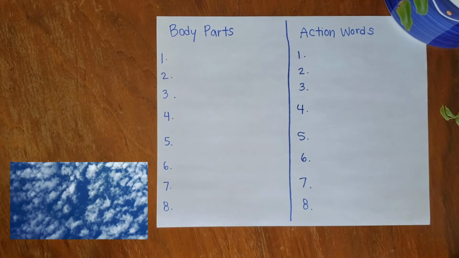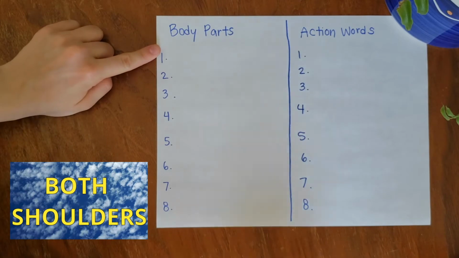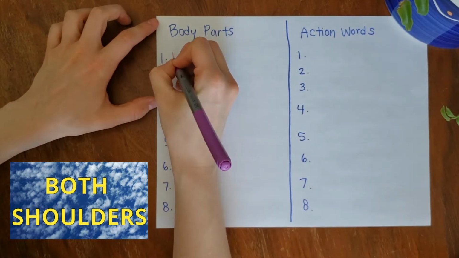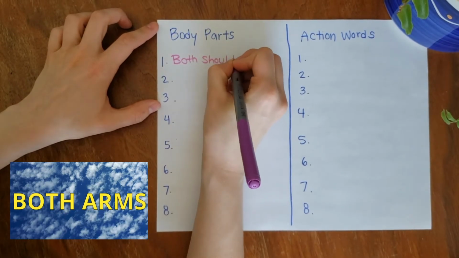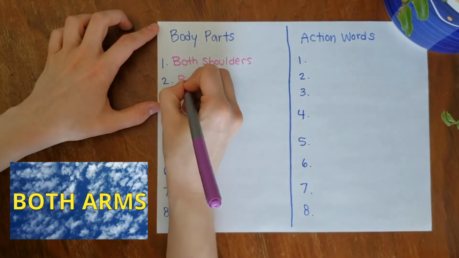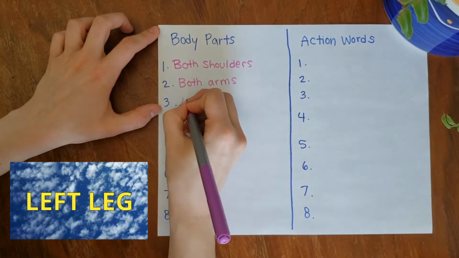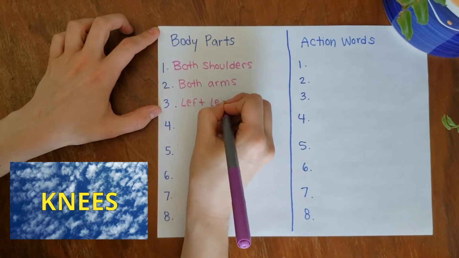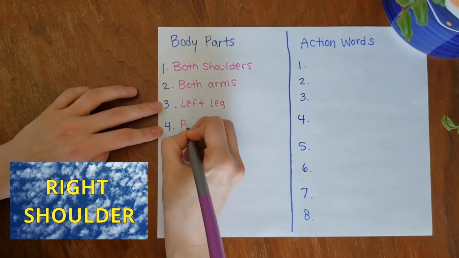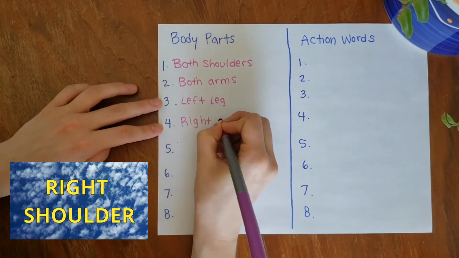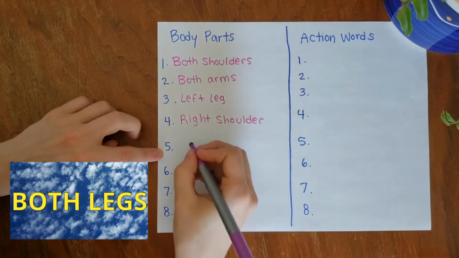3, 2, 1. So here I am pausing, and I've landed on both shoulders, so I'll put that in the first spot in my first column. Next, I landed on both arms, so I'll add that to the second spot. Then I paused on left leg, so that goes into my third spot. I press play again and pause. I land on right shoulder, so I'll put that in the 4th spot in the column. And then the 5th spot I'll fill up with both legs.